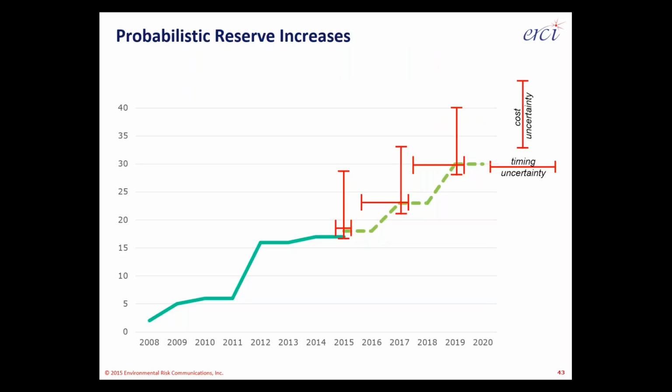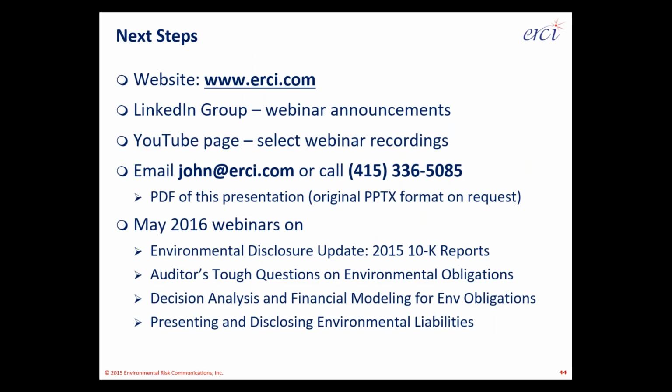I mentioned before a probabilistic reserve increase forecast. This is what one looks like for an individual site, where you're saying, I know what I've added so far in the past, what am I going to add in the future? Well, if you have your watch list in place, you're able to generate this sort of information about the range and timing of reserve increases. You're able to project that in a way that's absolutely transparent and clear to anyone interested in following up.